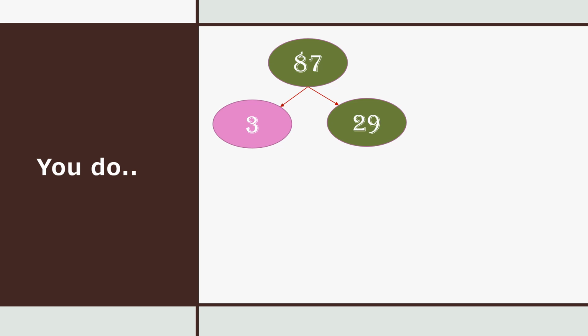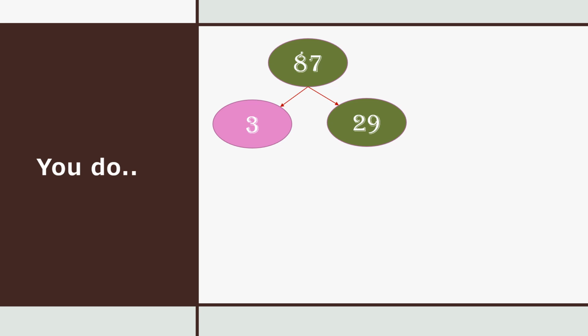We divide 87 by 3 and we get 29. Now, is 29 divisible by 2? No. Is 29 divisible by 3? 9 plus 2, 11. No, it is not. Next, what will we check? Is 29 divisible by 5? No, it does not end with 5 or 0. So, it is not. Is 29 divisible by 7? No. 7 fours are 28 and 29 is not divisible by 7.